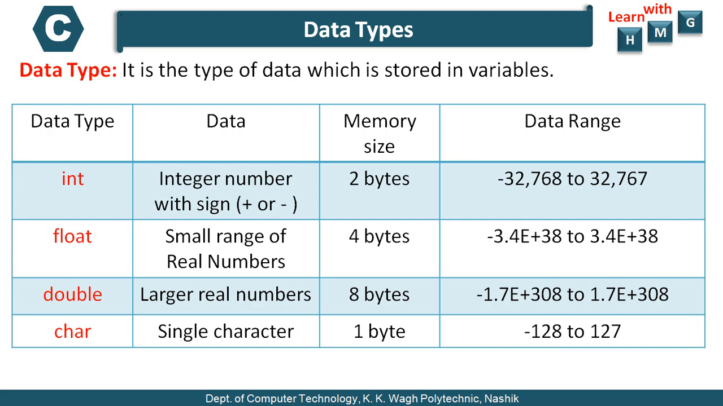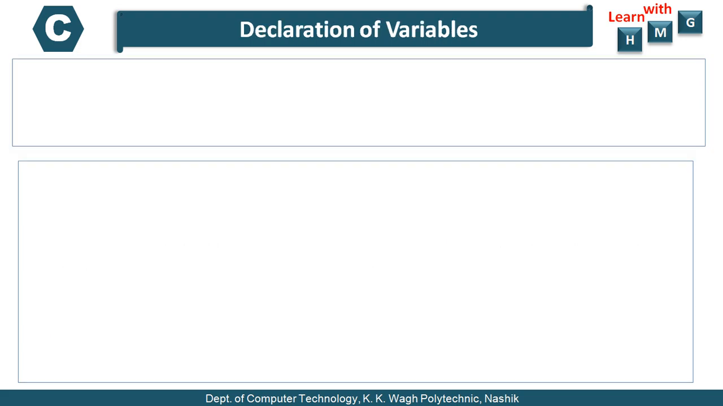And let us go now to the next concept, declaration of variables. In a C program you will be required to declare the variables. Now what is that?